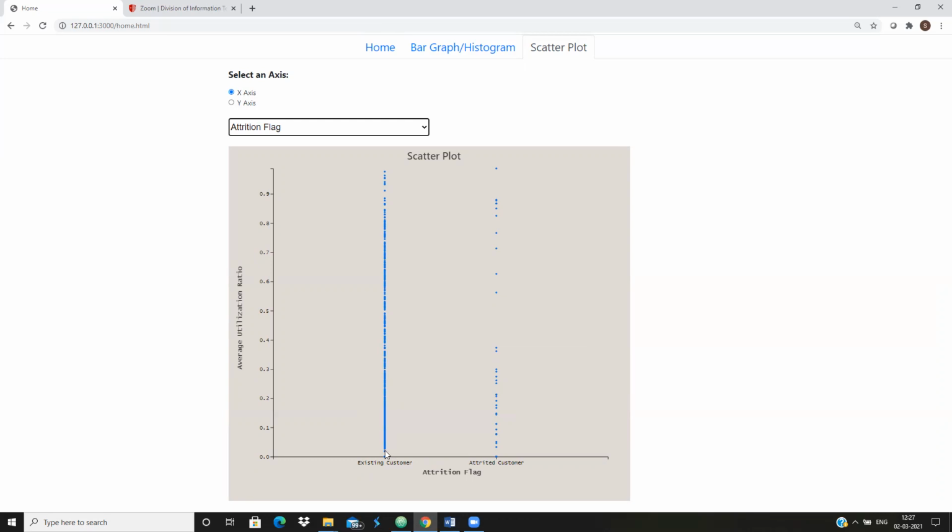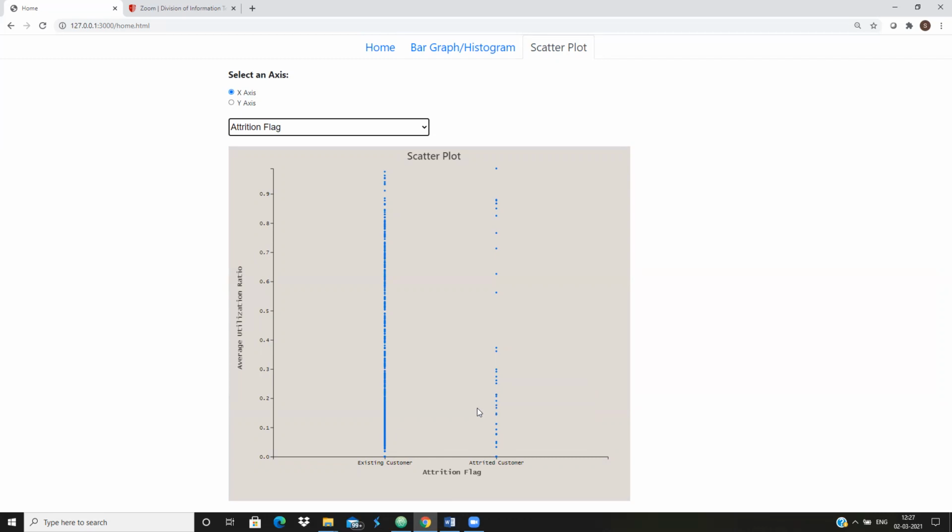When you hover over these points, we get the value. So this is an existing customer with a utilization ratio of just 0.019. Probably this is some cause of concern, and they should really reach out to this customer. Similarly, these are the attrited customers.